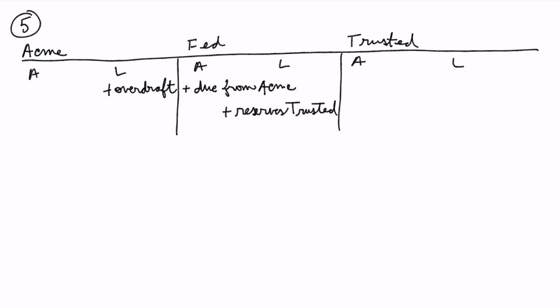The Fed has an increased liability in that it's increased Trusted's reserves. Trusted has increased reserves as an asset. This is a clear expansion of reserves and of the federal balance sheet. Every dollar owed as overdraft by one bank is a surplus dollar in the reserve account of some other bank.